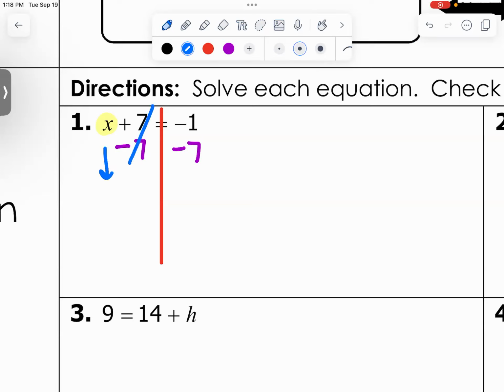And we're left with X equals, what's -1 minus 7? -8. -1 minus 7 is like -1 plus a -7.